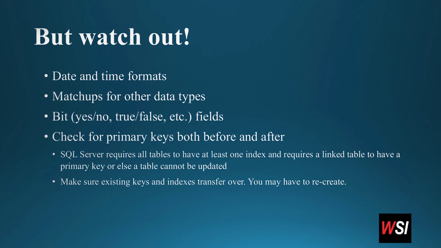You also want to check for primary keys both before and after. SQL Server requires all tables to have at least one index and requires a linked table to have a primary key, or else a table cannot be updated. We're going to see an example of this, but when you link a table from SQL Server into Access and there's no primary key defined, you get a little pop-up asking which one of these is the unique key. You really have to have primary keys in the table, whereas sometimes in Access you can get away without it, although it's always a good idea even in Access. And of course, you may have to recreate keys and indexes. Most of the time they will transfer over, but sometimes they won't, and you just have to make sure of those things.